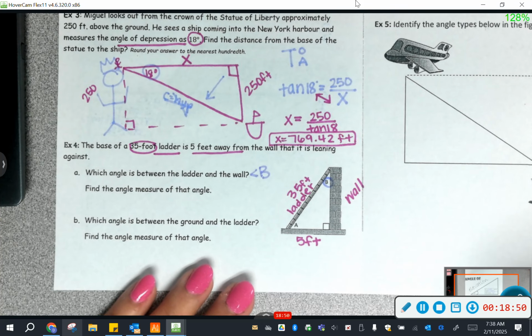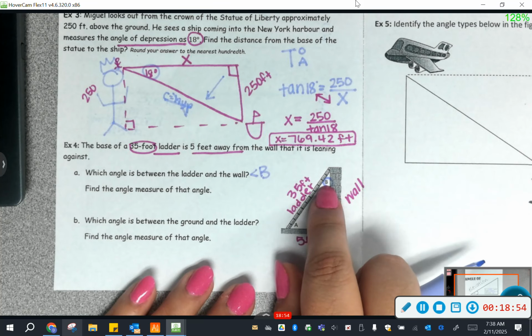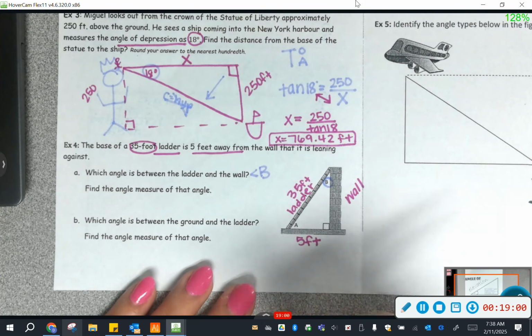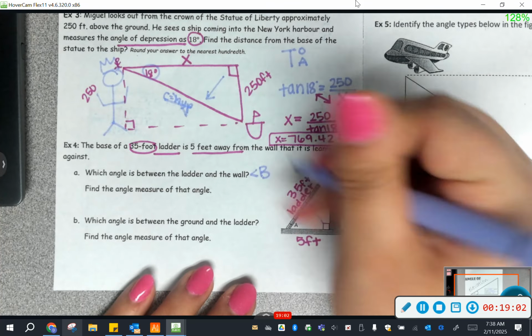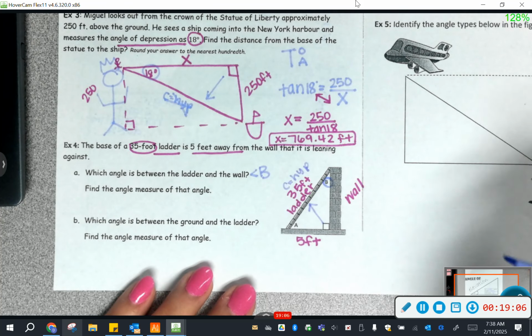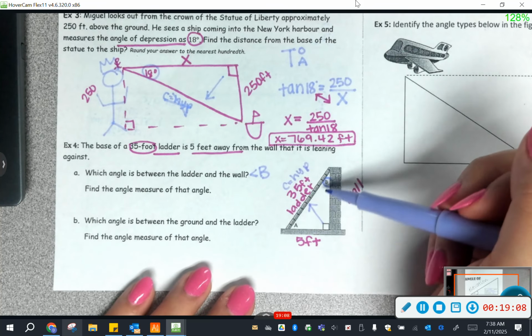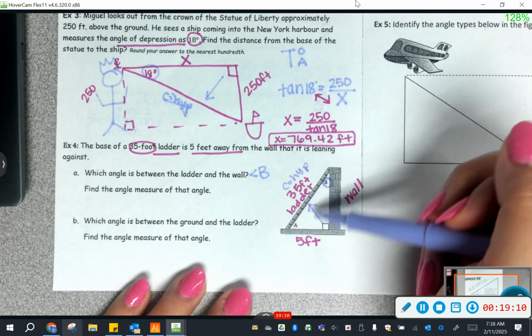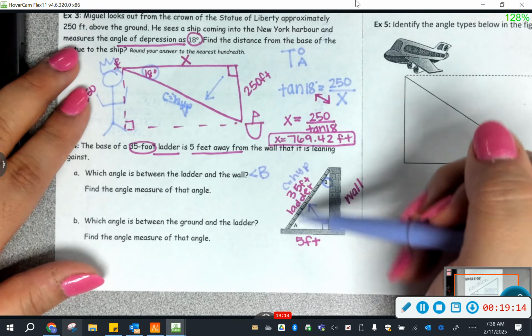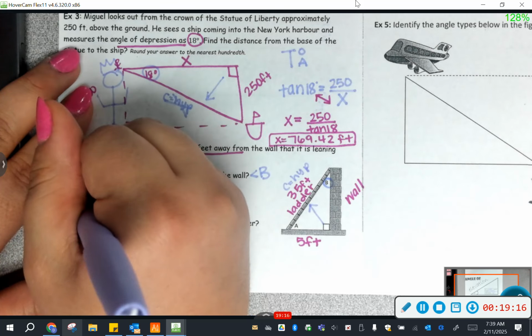How would I find the angle? How would I find angle B? I have to solve, and do what we normally do. What do we have here? Label my hypotenuse. And I have this 5. How do B and 5 compare to each other? Opposite. So when I have opposite and hypotenuse, I have sine.